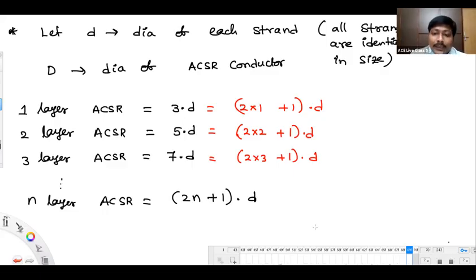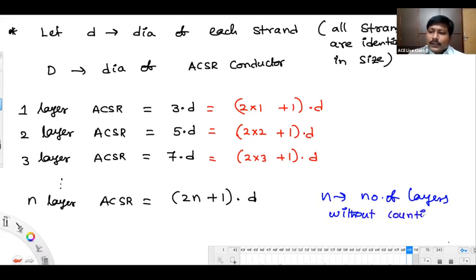So again, you say here, n is the number of layers without counting the internal strand as a layer.